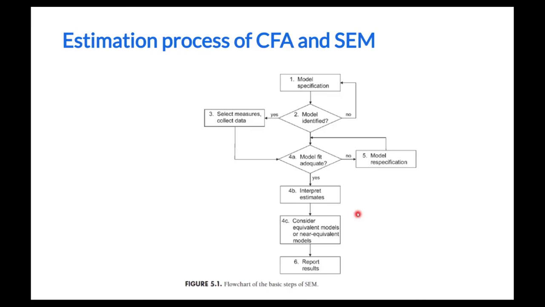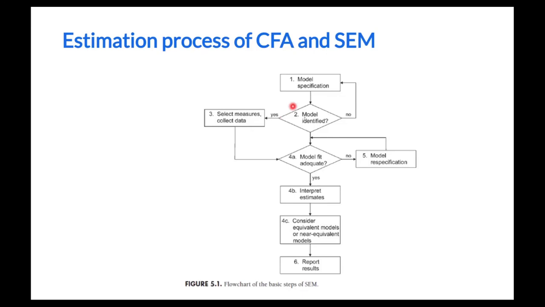After that, we need to check the identification of the model. This is mainly about whether we have enough information in order to make this estimation. For example, we have enough indicators in order to estimate the latent variable. We have enough information, we have enough cases in order to make our estimation. If we have enough information, we can follow with the estimation and evaluate the adequacy of the model. If we don't, we need to think again about whether this is the proper approach. And then we estimate the model.